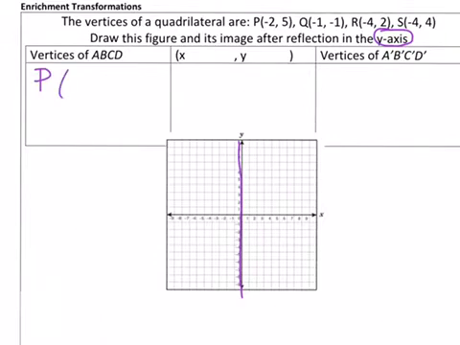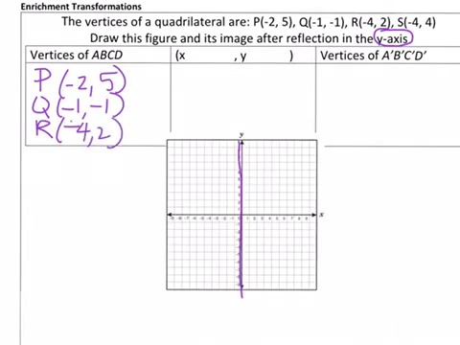And so we have P, which is -2, 5. We have Q, which is -1, -1. We have R, which is -4, 2. And we have S, which is -4, +4, I'm sorry.